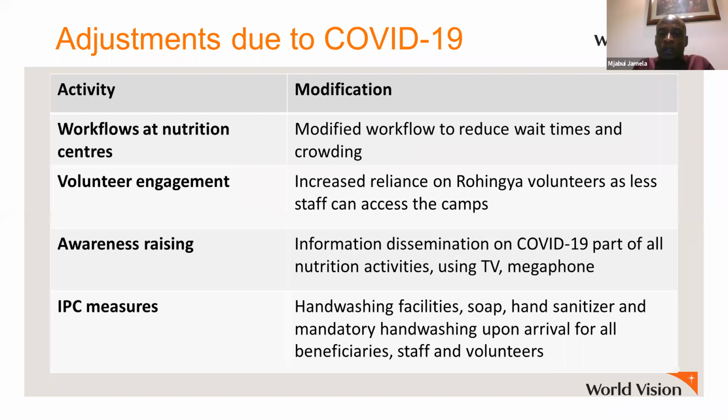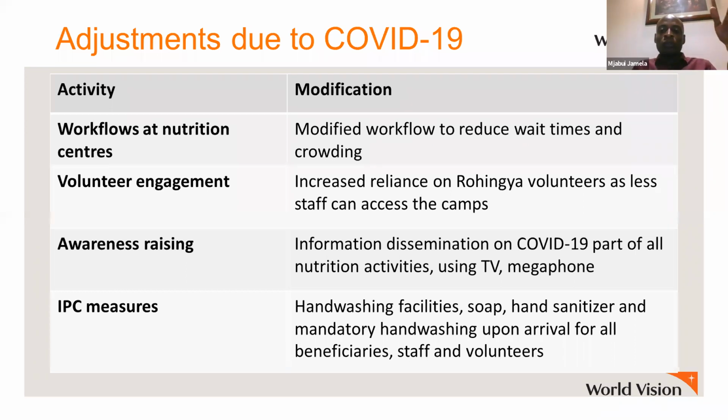So we also worked on modifying our workflow, where we tried to mark standing points in order to maintain social distancing. We engaged and used more volunteers to assist with crowd control. In terms of marking our standing points, we mark on the floor with paint so that the beneficiaries know that they have to stand at that particular marked point so as to maintain social distancing. And then also we reduced the number of points within our workflow.